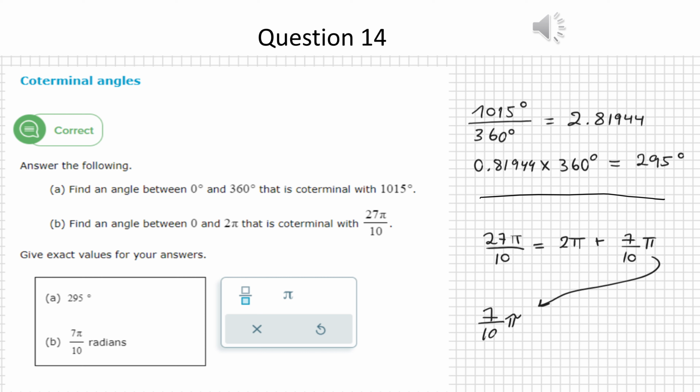Cool. The second question B is 27 pi over 10. Well, one more time, 27 pi over 10, you separate into parts. Basically, it's 20 and 7, no? The 20 divided by 10 is 2, 2 pi is 1 revolution, plus 7 pi over 10 is the coterminal, positive, in radians.